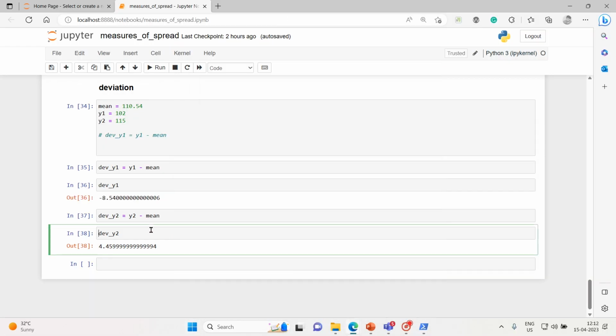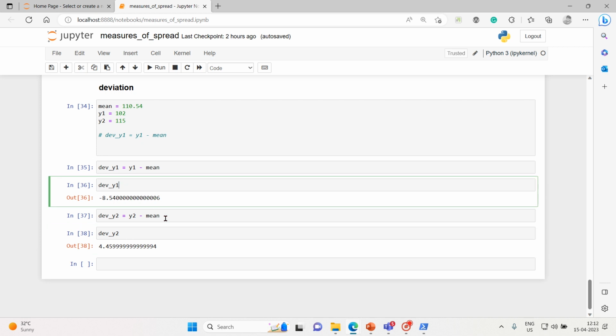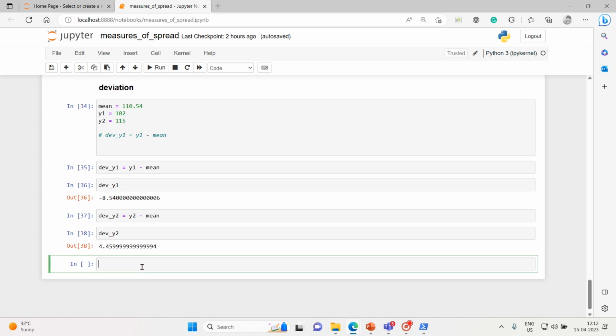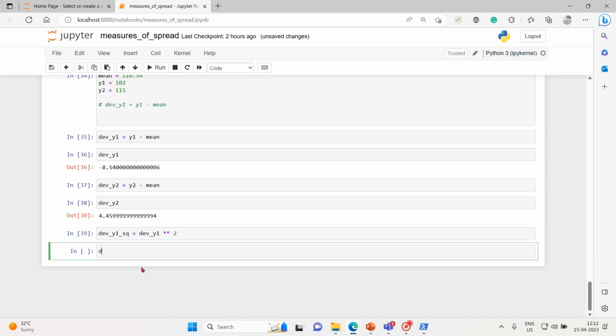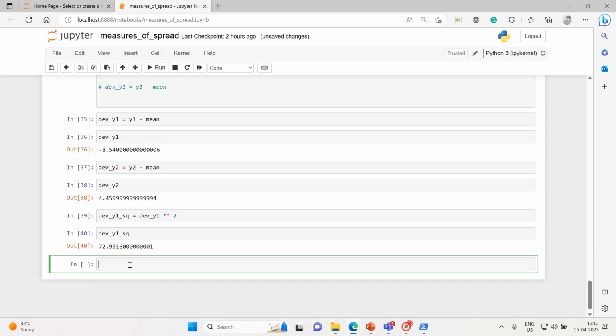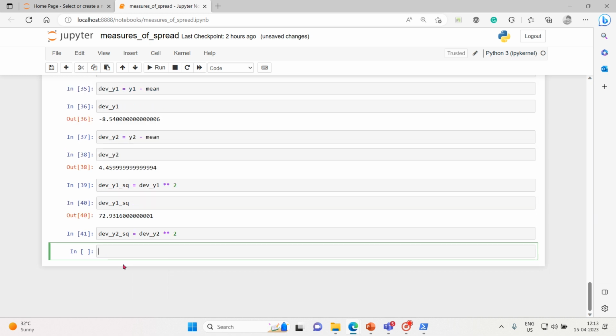So with this alone it's not enough for me. What I'm going to do is square the deviation: deviation squared is equal to deviation to the power of 2. That's it. This is mine. Now the negative value has been converted into a positive. Now I'll do the same with the second one, deviation y2 to the power of 2.